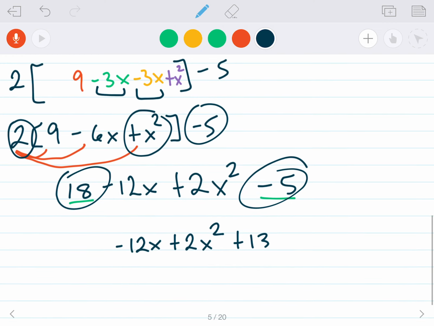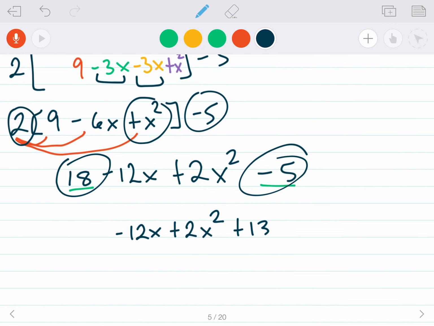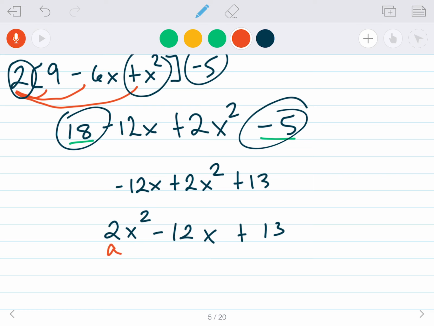Okay, so at this point, are we in standard form? Almost. We just need to rearrange our terms so that the x squared comes in the front, followed by the x term, followed by the 13. So let's just rearrange this, and now we're set. Now we can easily identify A, B, and C. So here A is 2, B is negative 12, and C is 13. And therefore this is concave up because A is positive, and the y-intercept is 13 because that's what C is.